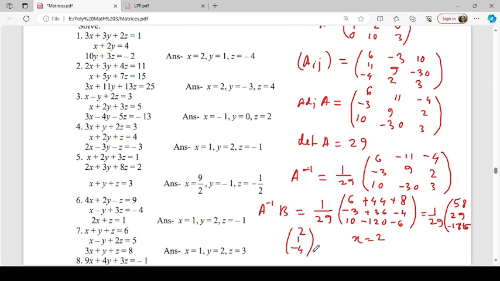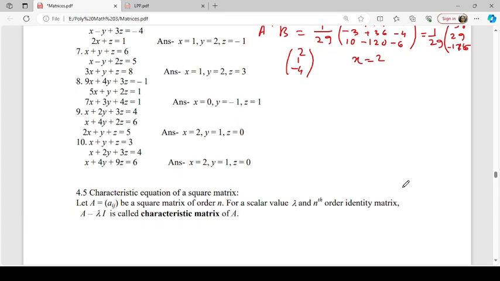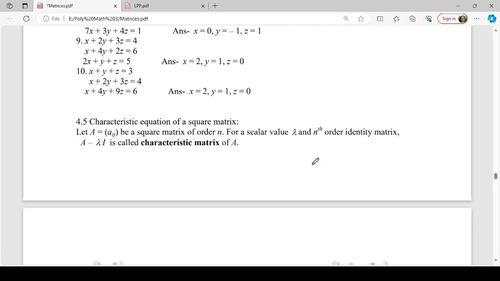So x is 2, y is 1. So this is the way. For this calculation, this should be done carefully, otherwise mistakes will come out. So this is the way.